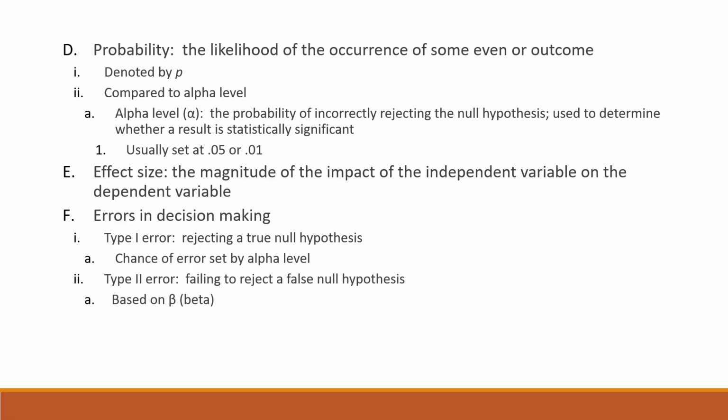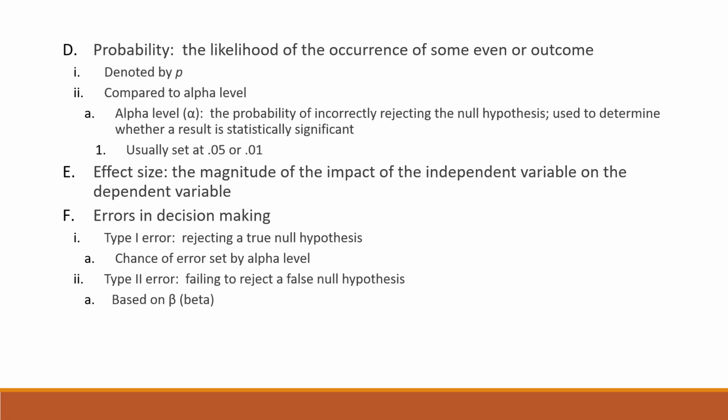Because statistics are based in probability, sometimes we're wrong and we're experiencing error in our study. Type 1 error is when we reject a true null, so we say that there is an effect when there really isn't. The chance of type 1 error is determined by the alpha level, which we talked about on the previous slide. So if our alpha is 0.05, there's a 5% chance of making a type 1 error.